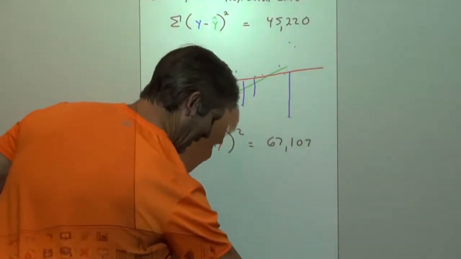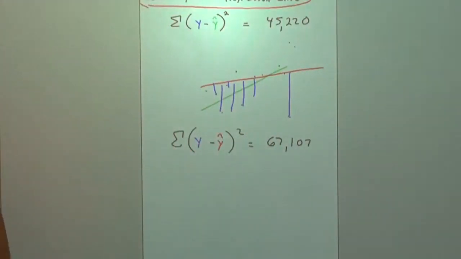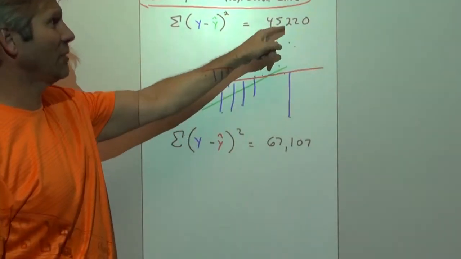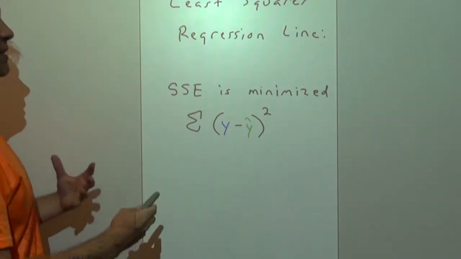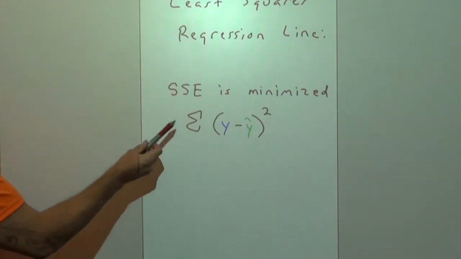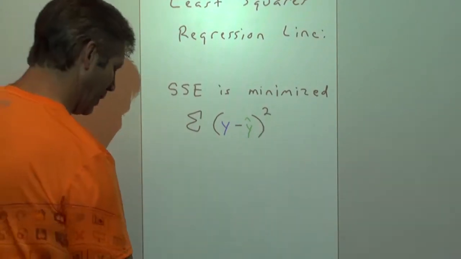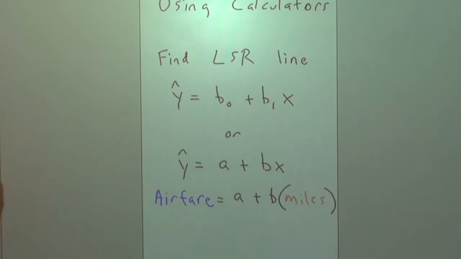So what makes a line a least squares regression line is when you sum up all the squares of the error terms and it gives you the least possible sum. So we're going to call these least squares regression lines, and it's that the sum of the squares of the error amounts, these guys here, is minimized. So that's what we call an LSR line, or a least squares regression line.